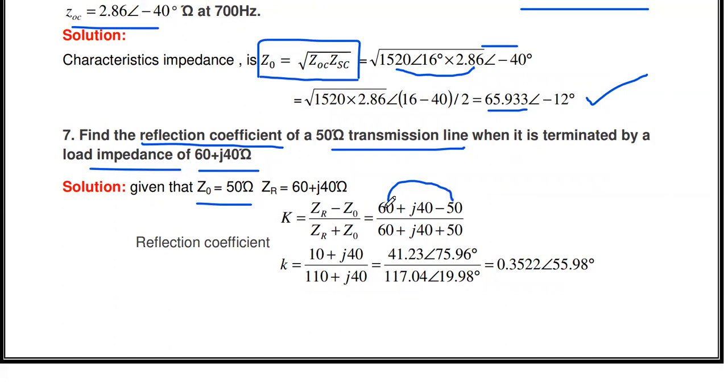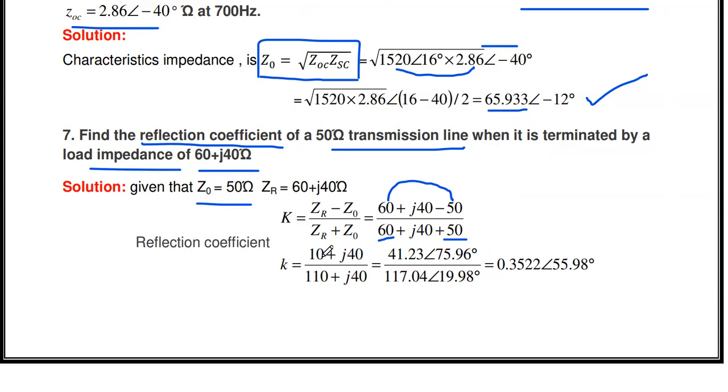Here the real part is 60 minus 50, so 10, then plus J40. Similarly in the denominator, 60 plus 50 is 110, so 110 plus J40. To calculate this ratio K, the numerator and the denominator are both in rectangular form, so using a calculator you convert them into polar form.